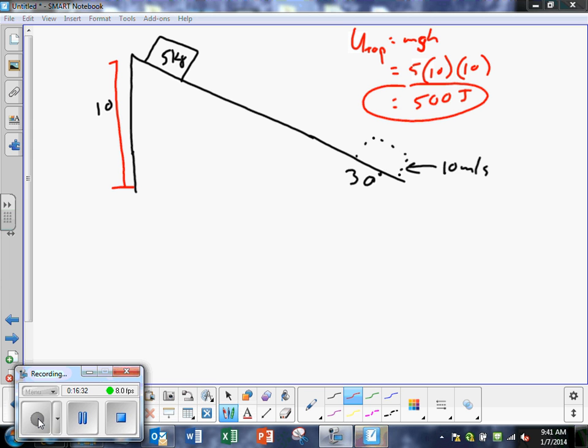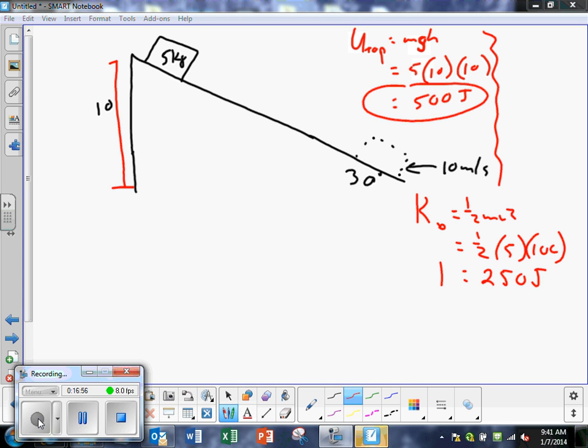So the question is, did I realize all that energy at the bottom? So my kinetic energy at the bottom here then is 1/2 mv squared. In this case, 1/2 times 5 times 100, which is only 250 joules. So looking at these two numbers, I can see that I lost some mechanical energy. What do you lose mechanical energy to? Well, you lose it to the heat, or the increased movement of the particles due to friction in this case.